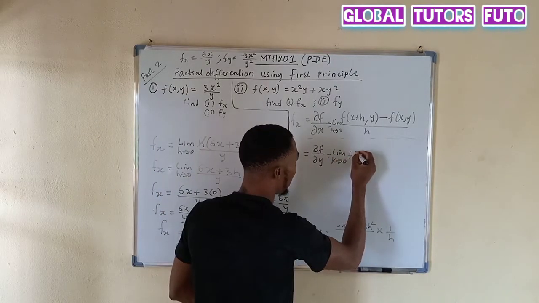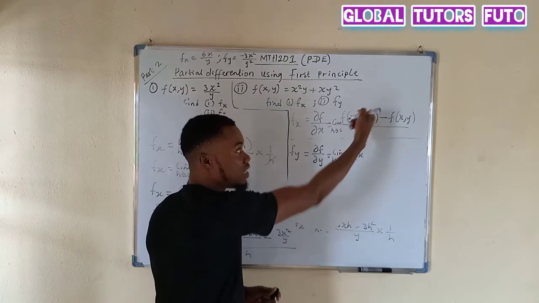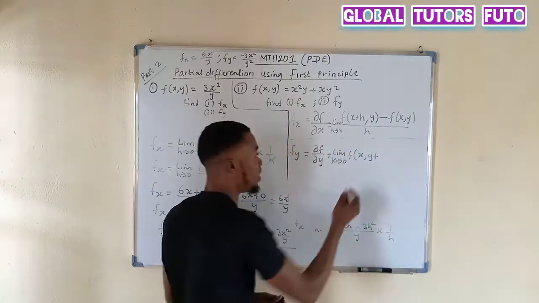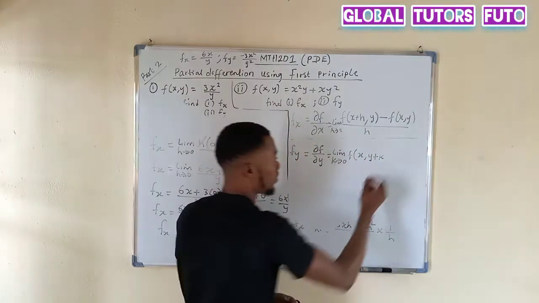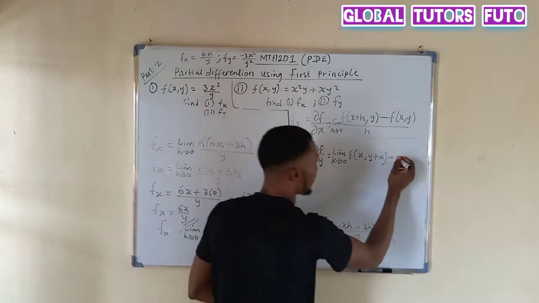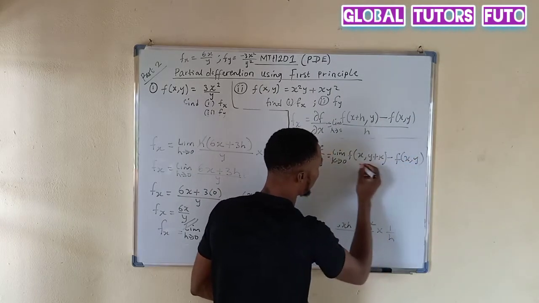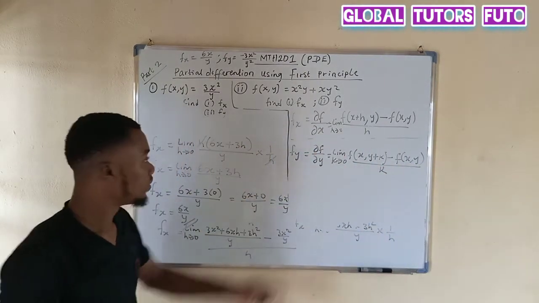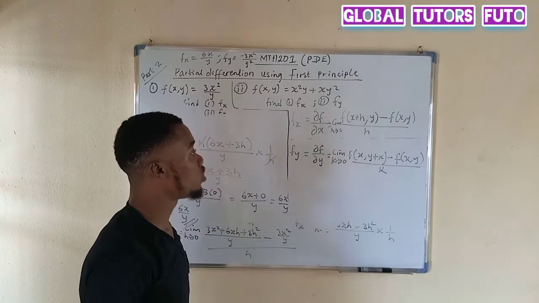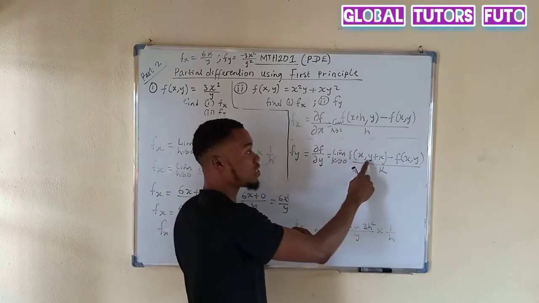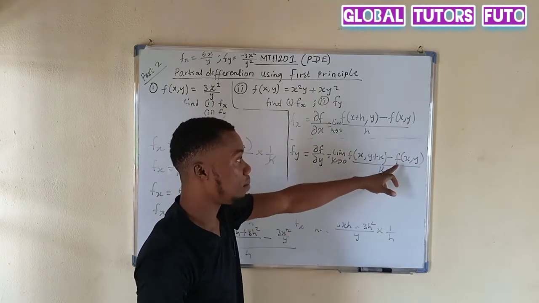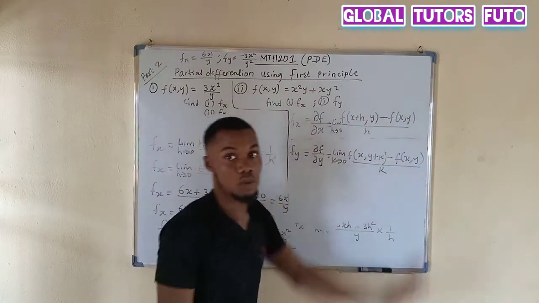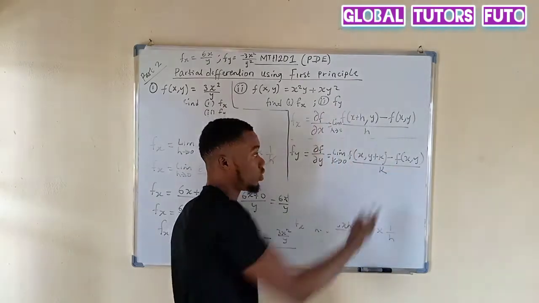So I have f of x comma y plus, what is the increment? Since the increment is for y, let my increment be k, minus f of x comma y, over k. So this is what I have. Now what I'm going to do is obtain my f of x comma y plus k and my f of x comma y from the function, and once I obtain them, I will substitute them here.